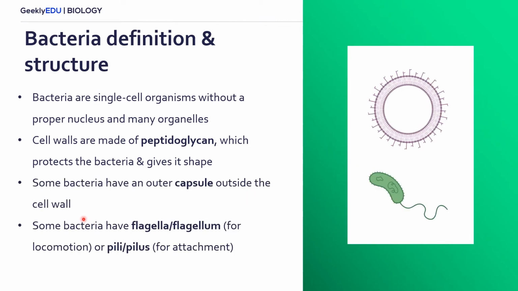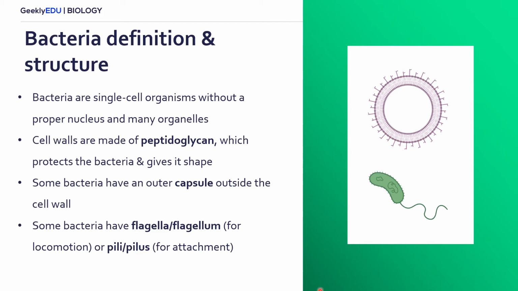And then some bacteria also have an outer capsule outside of the cell wall to give it extra protection, so some extra proteins outside of the cell wall. And then a lot of bacteria also have flagella, or if it's singular, it's called a flagellum. And then also pili, or again, for a singular form, a pilus.